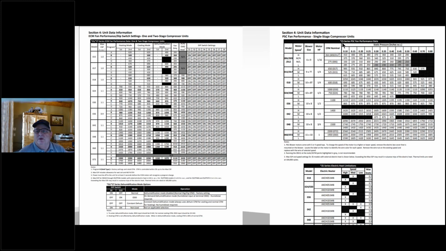Same type of a unit, but this happens to be a permanent split capacitor fan motor. Notice that the static pressure shown in here, how the static pressure changes the actual CFM of the piece of equipment. So this is why static pressure is important into your design. So look in your manuals, they should have some data like this in here, and make sure you're getting the proper CFM required by the manufacturer specifications. We want to make sure our heat pumps are reliable and have a great longevity.